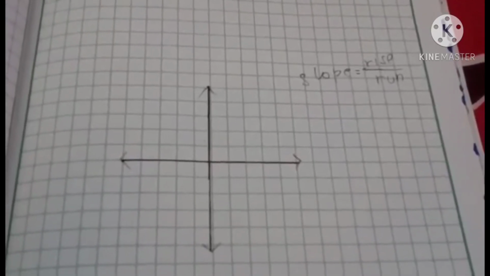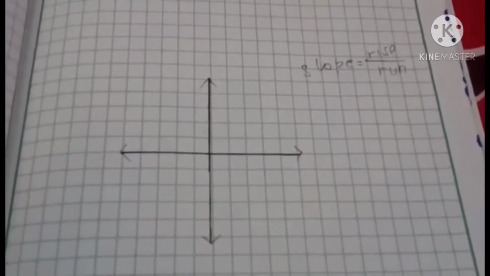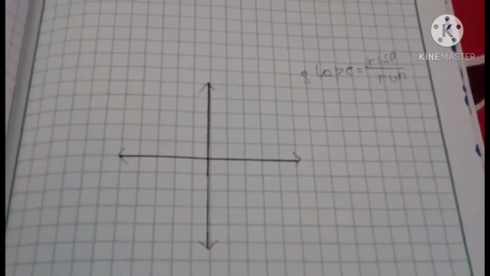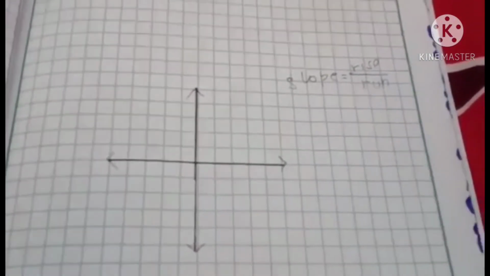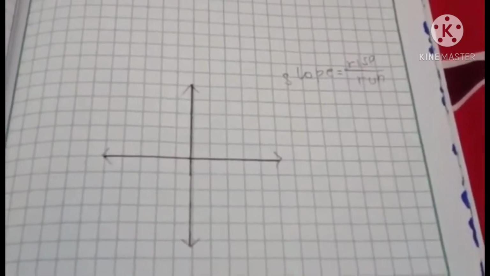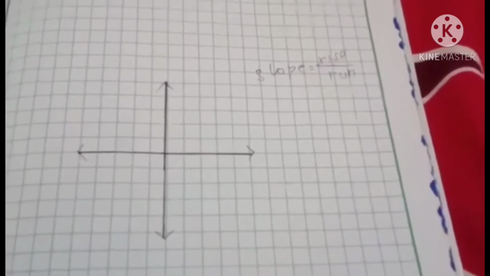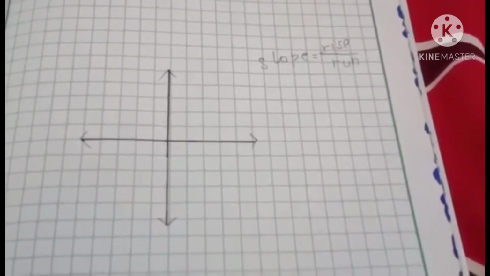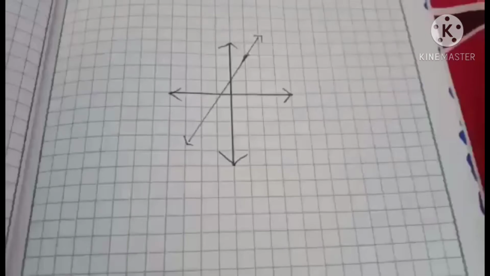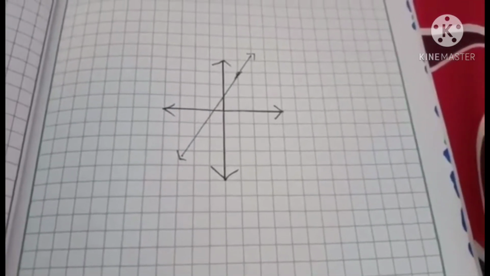So slope equals rise over run. What that means is your rise is the change in the y value, so up and down. Here that's the rise. Run is coming across on the x value here. So slope equals rise over run. Here is a graph with a line that we'll use to find the slope.